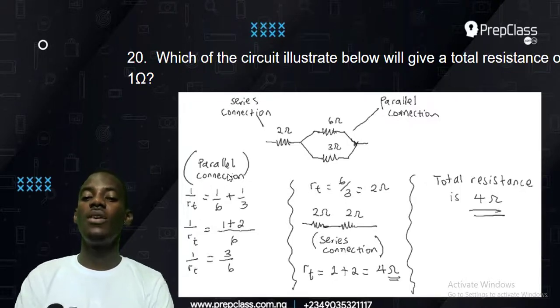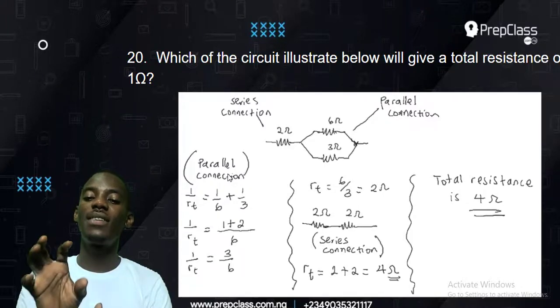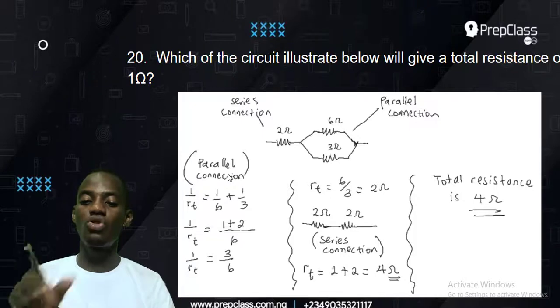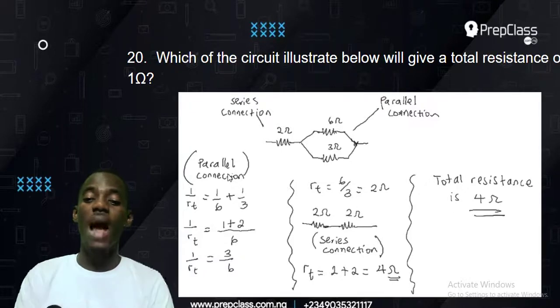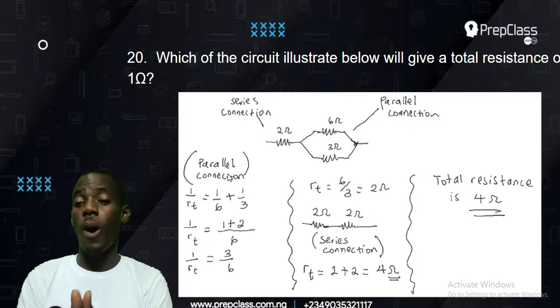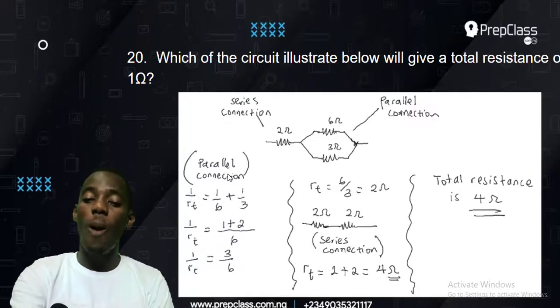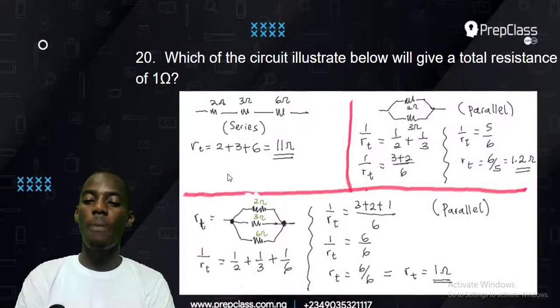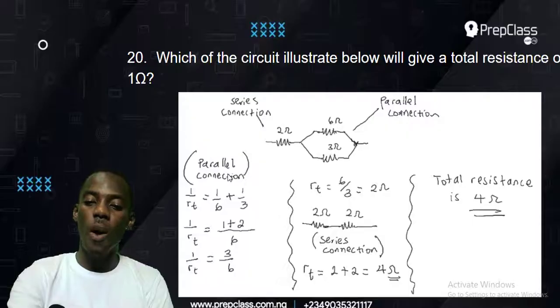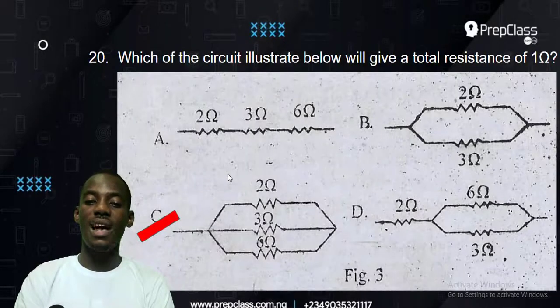So the two parallel resistors, the 6 ohm and 3 ohm, are now replaced by 2 ohm. So now that 2 ohm and the previous 2 ohm are in series. To find resistance for a series connection, you just add up. So the total resistance for this series connection is 2 plus 2, giving me 4 ohms. So the total resistance for the last option is simply 4 ohms. So the answer that will give us 1 ohm is therefore option C.